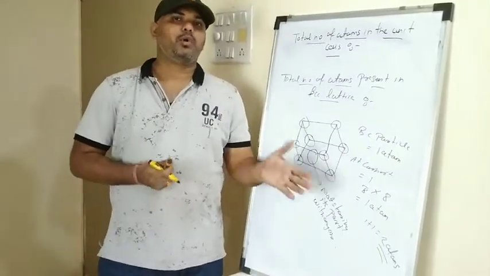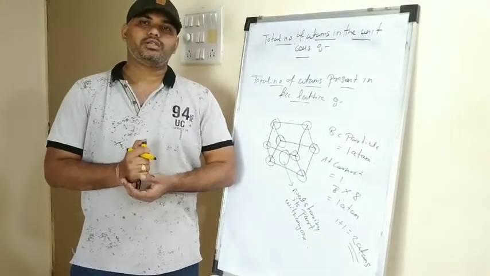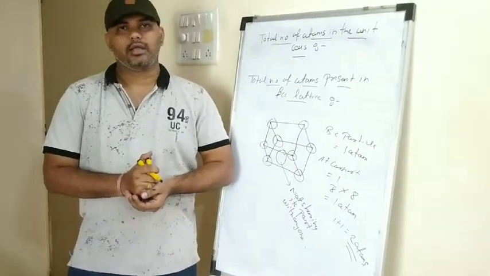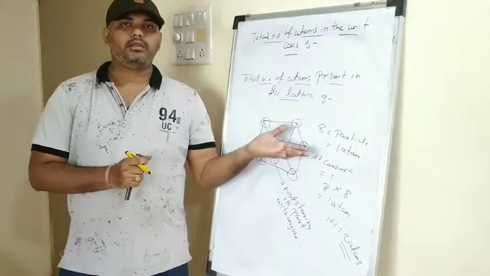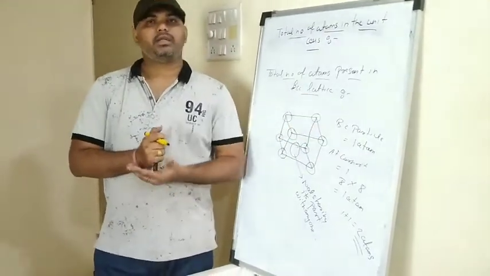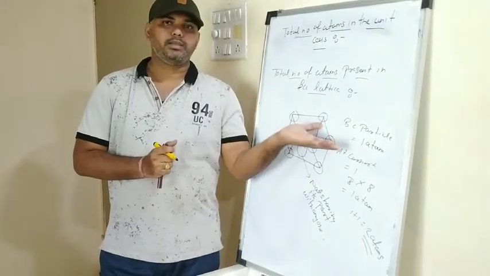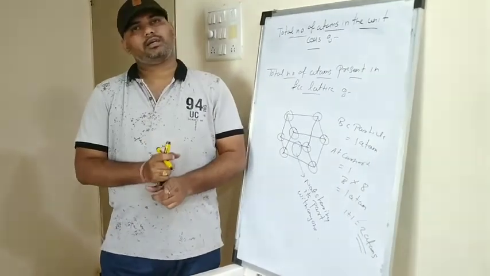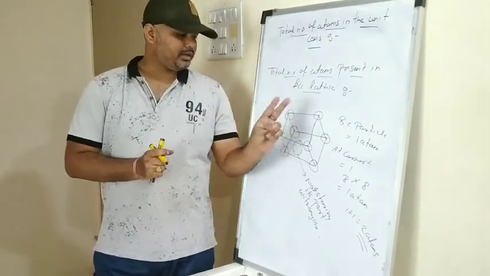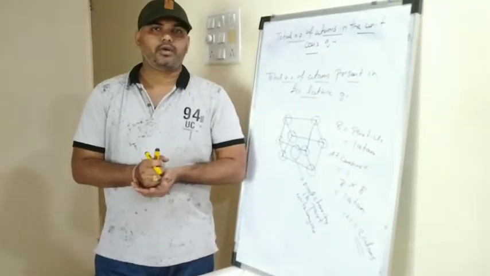Now why is this important? This is important because further we are going to do the calculation for the density of the unit cell. For the calculation of the density of the unit cell, we will require the total number of atoms present in the unit cell. That will depend upon whether it is simple, face centered or body centered. Simple will contain a total of 1 atom, then face centered will contain 4 and body centered will contain 2 atoms. Right? So my dear students, you might have understood this.